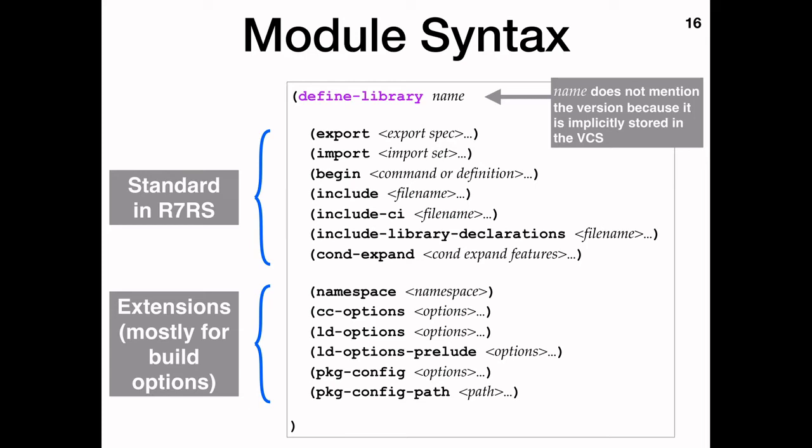The define-library supports all the standard R7RS declarations and more. The extensions are mostly for build options. As you can see, the last 5 are for build options. The namespace is the only one that is used to force a specific namespace on the library in a define-library. Useful to implement scheme base, scheme write, and all the standard Scheme libraries.